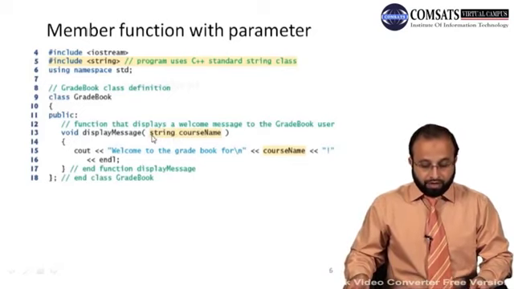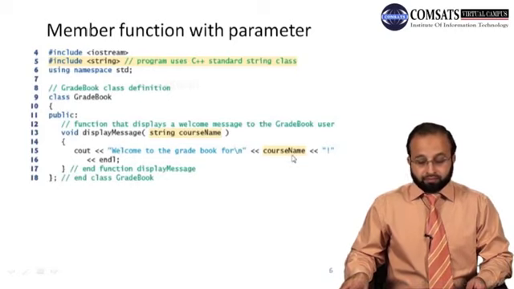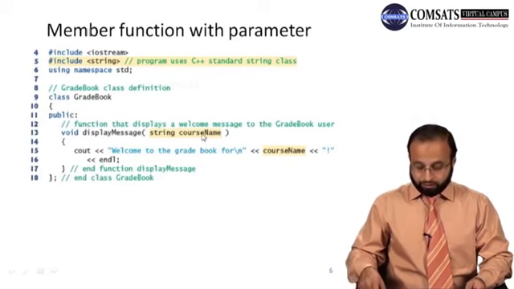So with a small string, you write the name of the object. So this is the class, this is the object. You are passing this string object to the display message function, and what is happening inside the display message function is there's a cout. It displays the message, welcome to the gradebook for the course name, the string that you are passing to this function when you call that function.